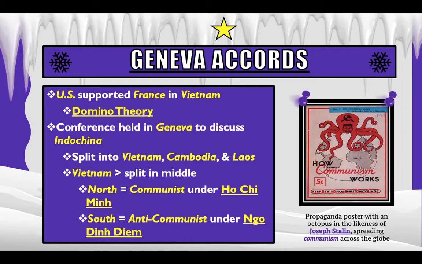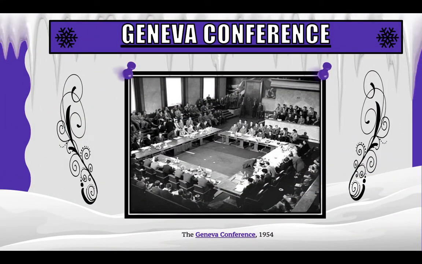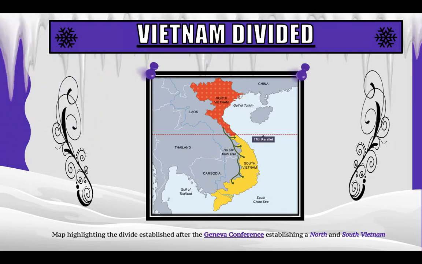Just to show you on the side, propaganda is largely going to be used at this time as well. Here you can see an octopus with Joseph Stalin's face on it, spreading its tentacles all over the world. This is largely going to be used to get publics in the US and in the Western European nations to support involvement in Vietnam. Here is a photograph of the Geneva Conference where all of this is going to be decided. And this is what Vietnam is going to look like after its division.